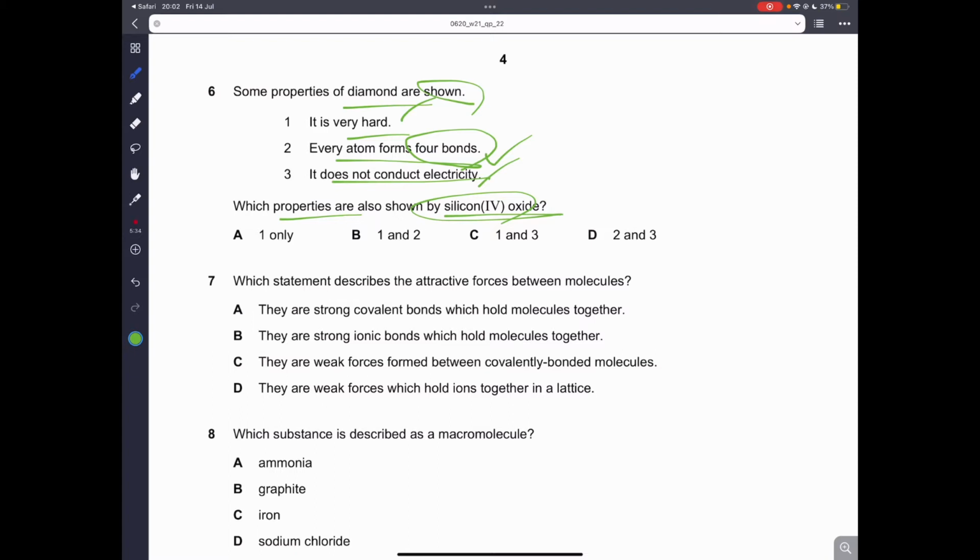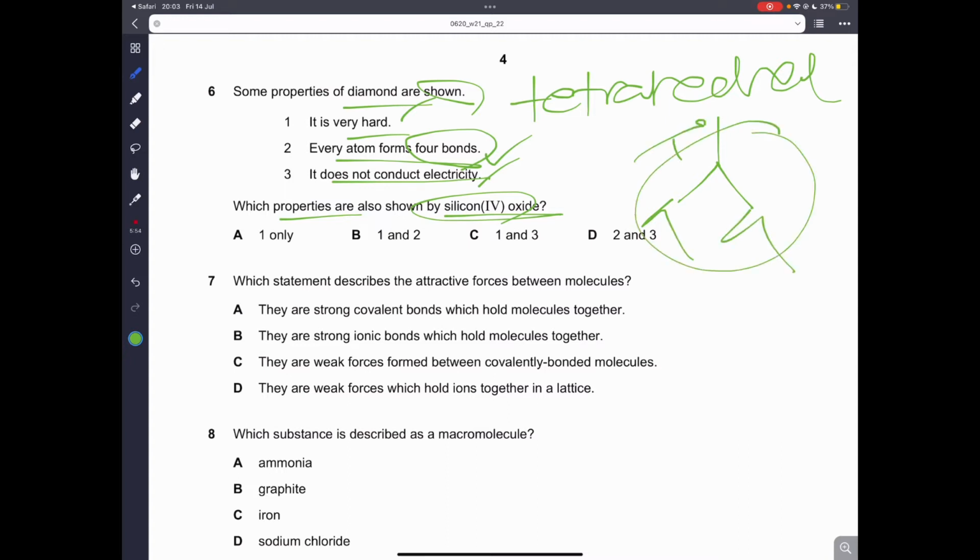Well, remember, the structure of silicon dioxide and diamond are very similar because they both have the tetrahedral structure. So they have this tetrahedral structure. Okay, my drawing sucks. But essentially they both have the same physical structure, and they both form 4 bonds, and silicon dioxide does not conduct electricity.